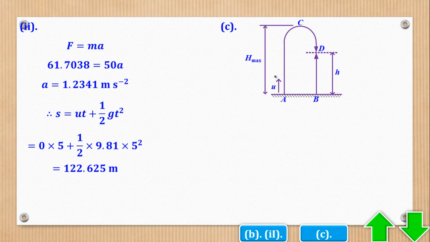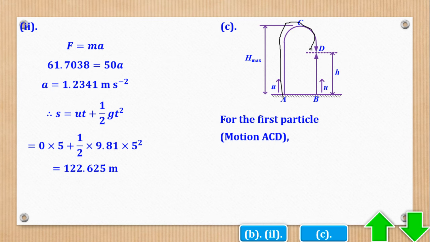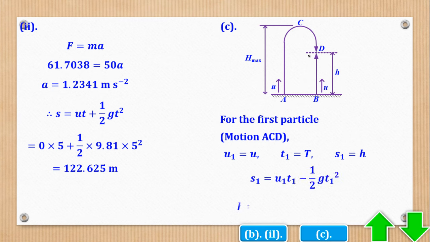Then the initial velocity: they said they were projected with the same velocity, so this will be u and that will be u. So for the first particle, that is motion A through C to D, initial velocity is u, which is here. Time taken is capital T, and the displacement is h. Remember, displacement is from the starting point to where the particle is. Therefore, using the second equation of motion, I can substitute for u1, t1, s1 to come up with equation 1.